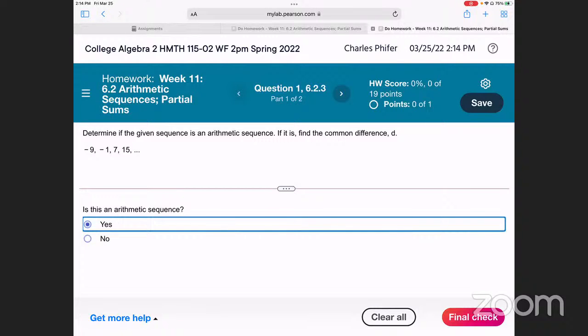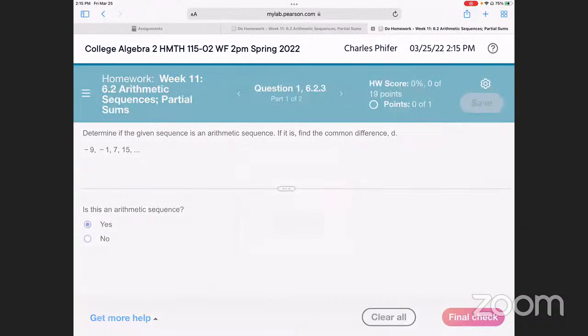It says determine if the given sequence is an arithmetic sequence. If it is, find the common difference d. An arithmetic sequence means we're adding the same thing each time. If we're starting with -9, to get from -9 to -1, we add 8. We add 8 again, we get 7. We keep adding 8, we get the next one. So is the sequence arithmetic? Yes. Let's try the next one.